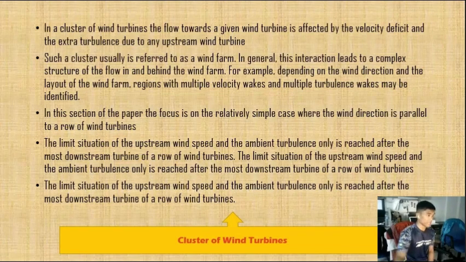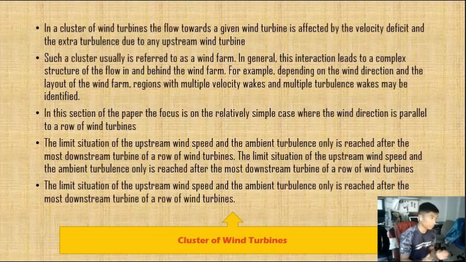Last but not least is the cluster of wind turbine. In a cluster of wind turbine, the flow towards a given wind turbine is affected by the velocity deficit and the extra turbulence due to any upstream wind turbine. Such a cluster usually is referred to as a wind farm, which is why we call the cluster of wind turbine a wind farm. In general, this interaction leads to a complex structure of the flow in and behind the wind farm. For example, depending on the wind direction and the layout of the wind farm, regions with multiple velocity wakes and multiple turbulence wakes may be identified.